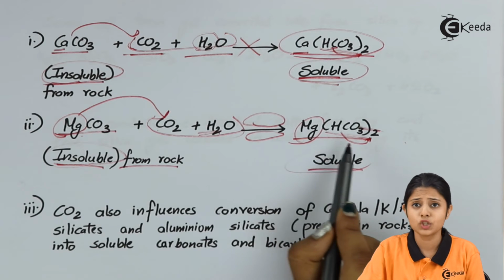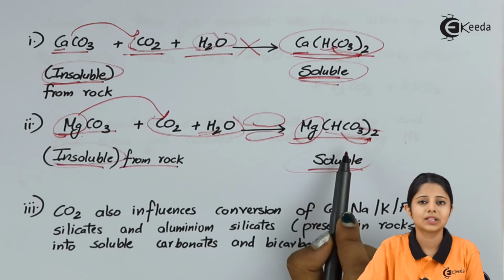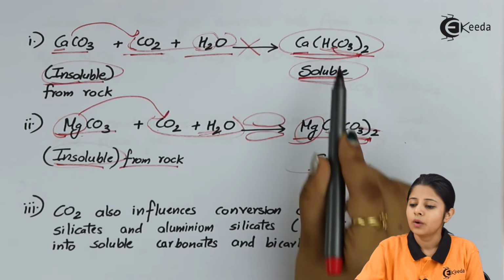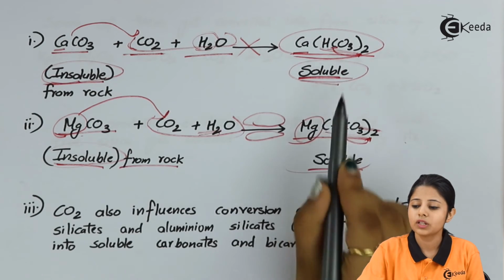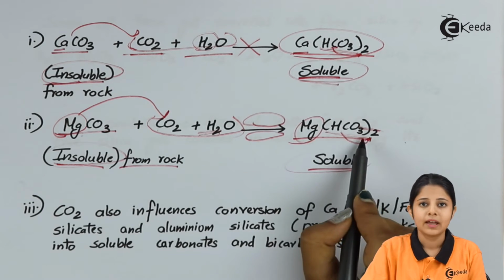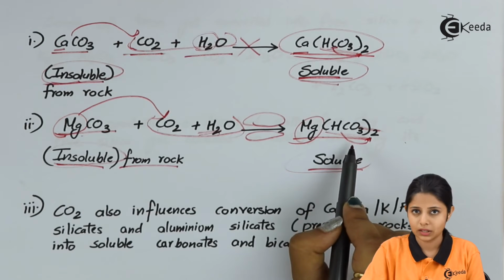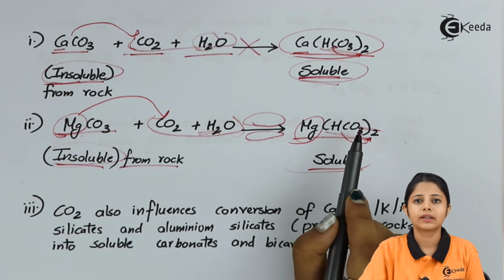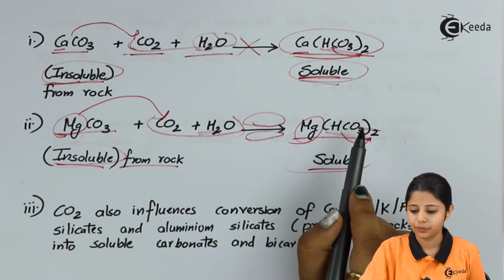This is magnesium bicarbonate, and magnesium bicarbonate leads to temporary hardness. Both of these are bicarbonates of calcium and magnesium, and both of these will lead to temporary hardness, and temporary hardness of water can be removed by boiling of it.